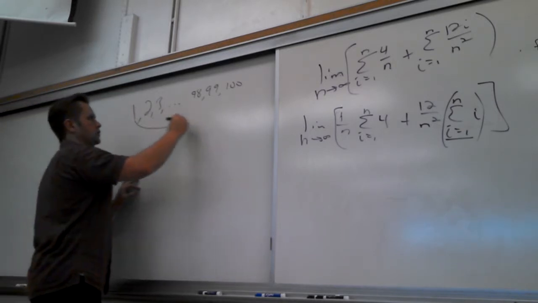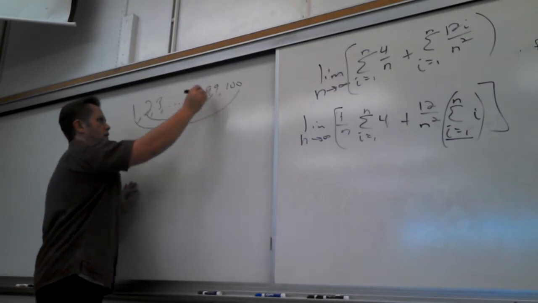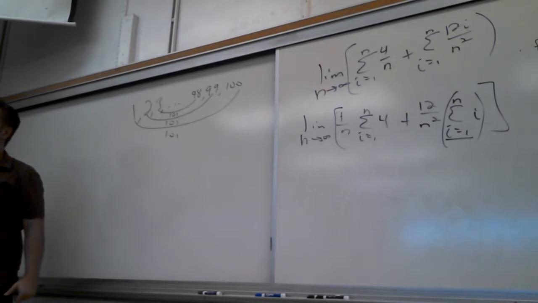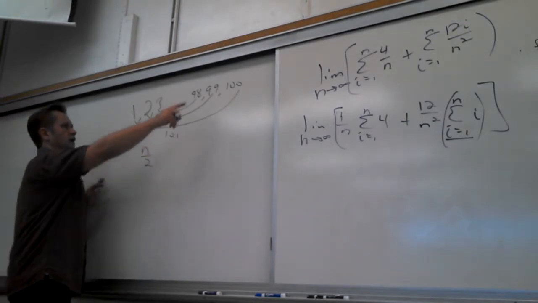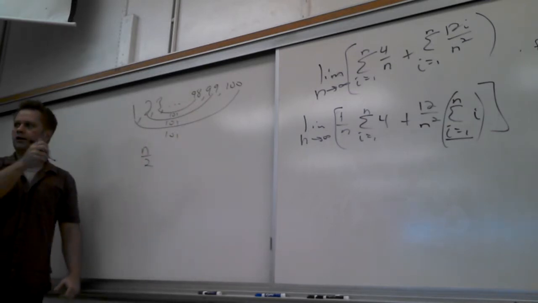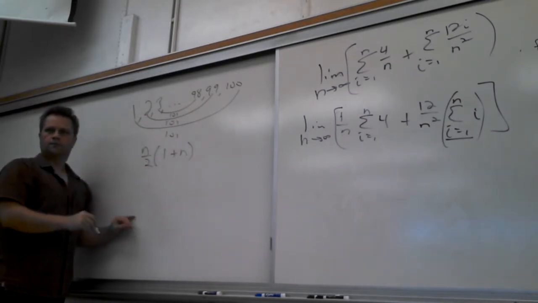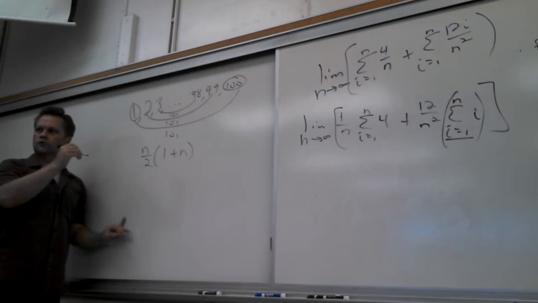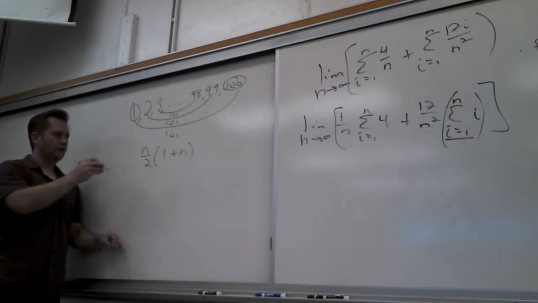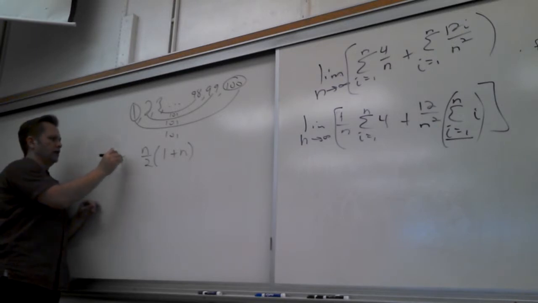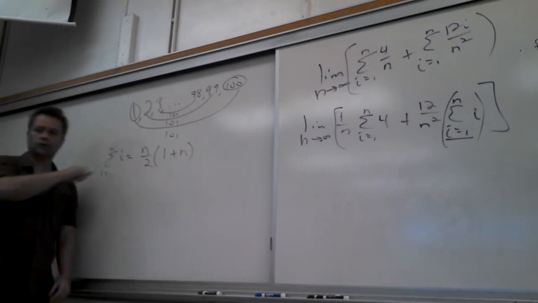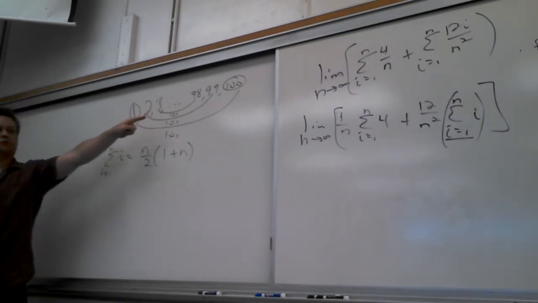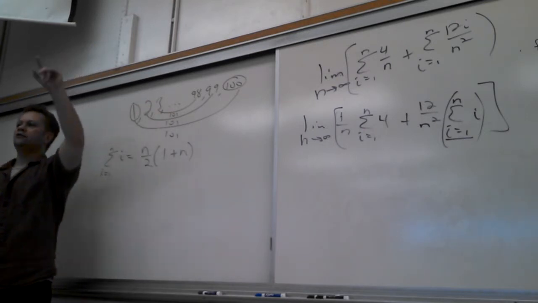What Gauss saw was 1 plus 100, 2 plus 99, 3 plus 98, and how many of those are there going to be? 50. There's going to be n divided by 2, in this case 100 divided by 2, pairs that are all 1 plus n, because it's the first number plus the last number. You with me? So that is what the sum of i equals 1 to n of i is. If it was 1 to 100, it would be this. And what's 50 times 101?